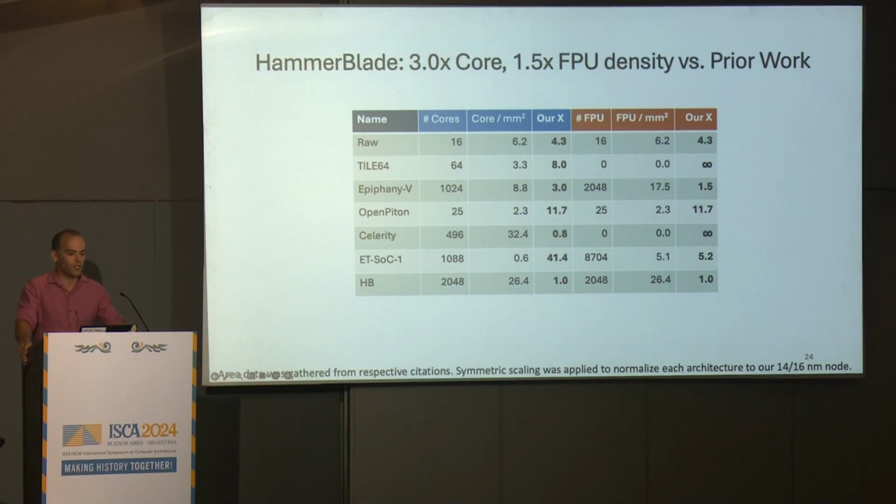With this implementation, we are able to achieve a 3x improvement in core density and a 1.5x improvement in FPU density versus prior work. Now, you notice that Celerity actually demonstrates improved core density over us, but they did not integrate the ruche network or the floating point units. So we actually don't consider this a fair comparison.